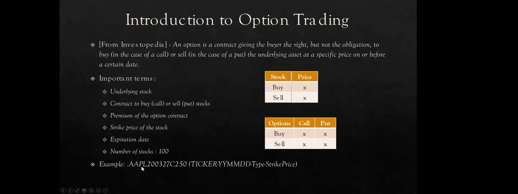So for example, one example might be something like Apple, AAPL, 2020 0327, that means 27th March. C means call, P means put, and 250 is the price. This is the actual strike price. So let me give you an example.